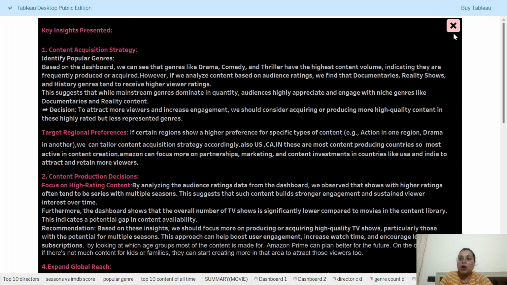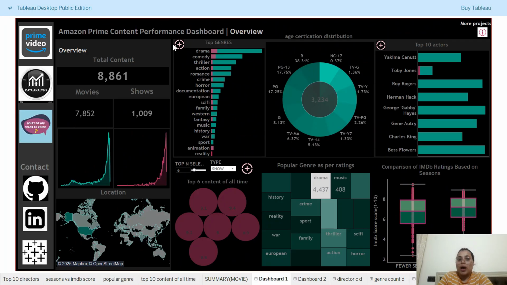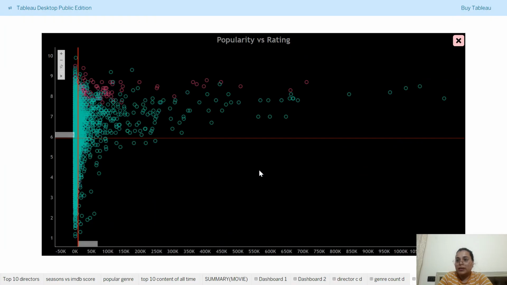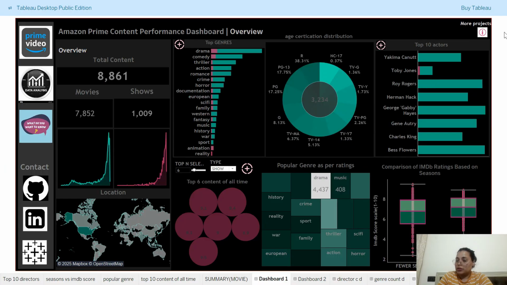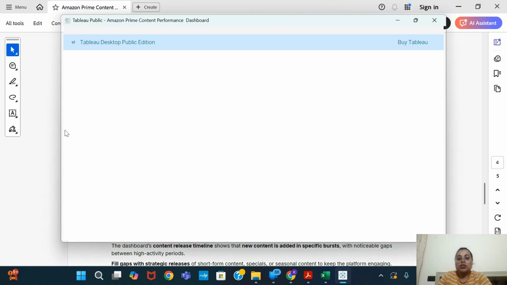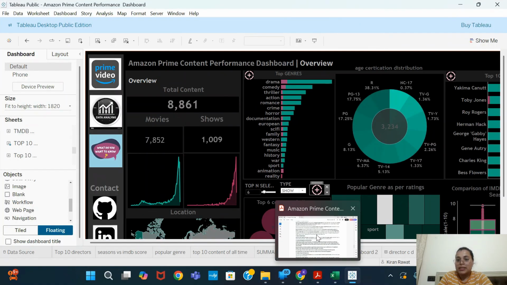So it was all about this dashboard. I have some navigation over here, so we can just click on it. Also, if you want to see more projects like this, you can just click on this. I have also added some icons over here. This is the GitHub link, this is the LinkedIn profile, and this is the Tableau profile. You need to click on it and you are going to have the view from Tableau, LinkedIn, or GitHub, right? So this was all about the dashboard.